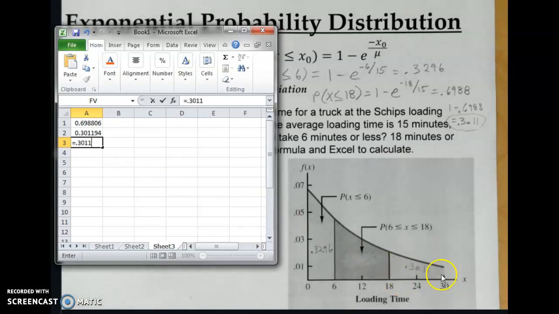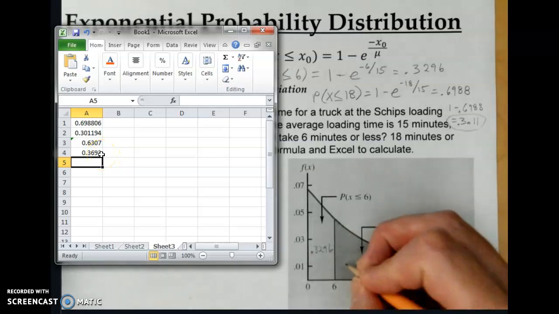0.3011, right? That's this area here. We're going to add to that 0.3296. Okay, that's this area here. And if you do that, you get 0.6307. So that's the sum of these two. Now let's subtract that from 1. Equals 1 minus this.